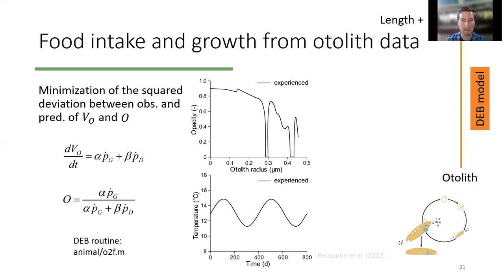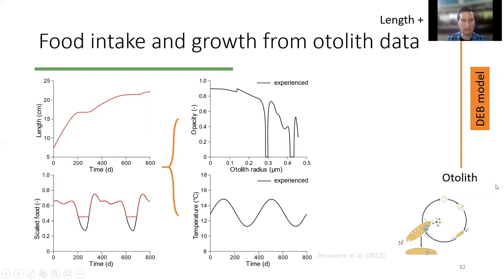And what the length would be at the next step based on these values for volume and opacity. And so using, again, a theoretical example of temperature and opacity, we can reconstruct the length, which is exactly like the length predicted in the forward mode that we saw earlier, and also scaled food density.